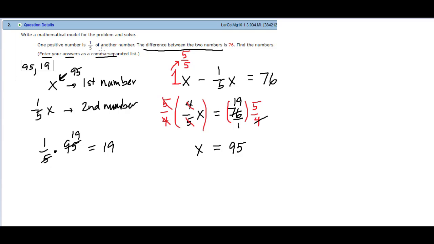Now you can check yourself. So we know that one number is 1/5 of the other number. So 95 and 19 are related because 19 is 1/5 of that. So that statement checks out to be true. And the difference between these two numbers, if you take 95 minus 19 on a calculator, you'll get 76 is the difference. So we know that we have the right answer.